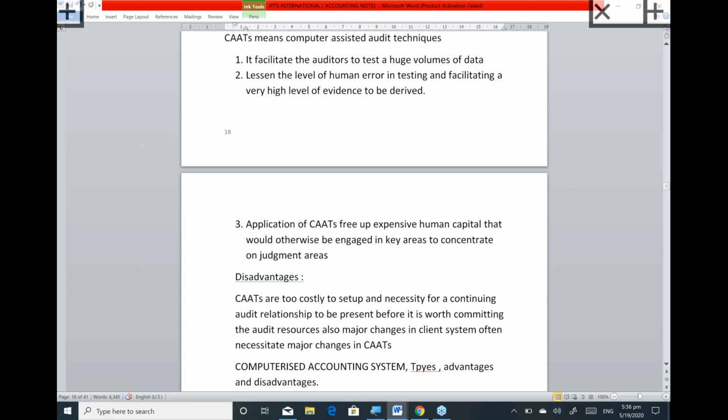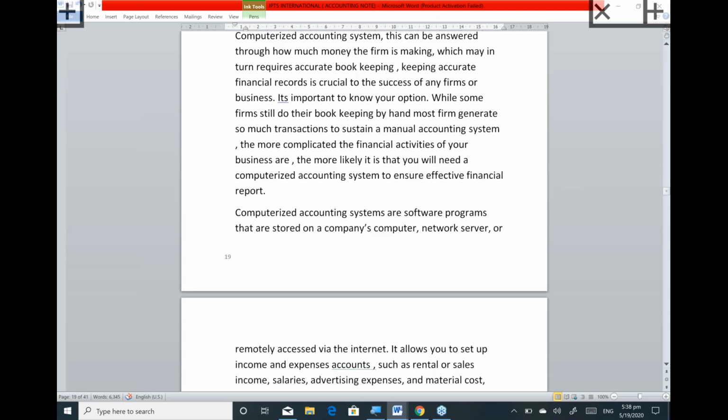It allows you to set up income and expense accounts, such as rental or sales income, salaries, advertising expenses, and material costs. They also can be used to manage bank accounts, that is, pay bills and prepare budgets, and depending upon the program, some accounting systems allow you to prepare tax documents, handle payrolls, and manage project costing.